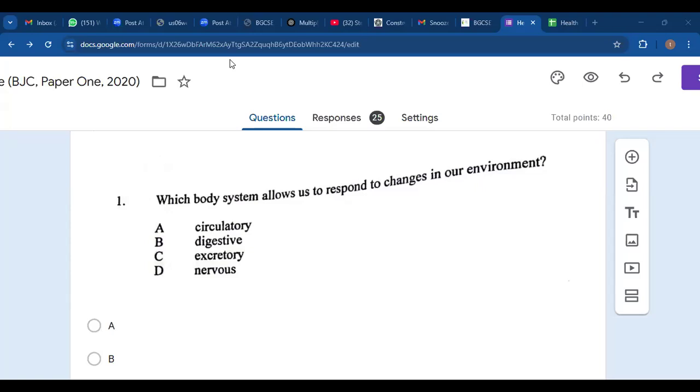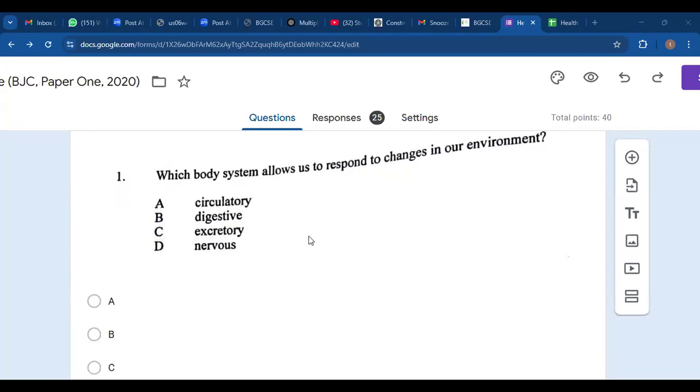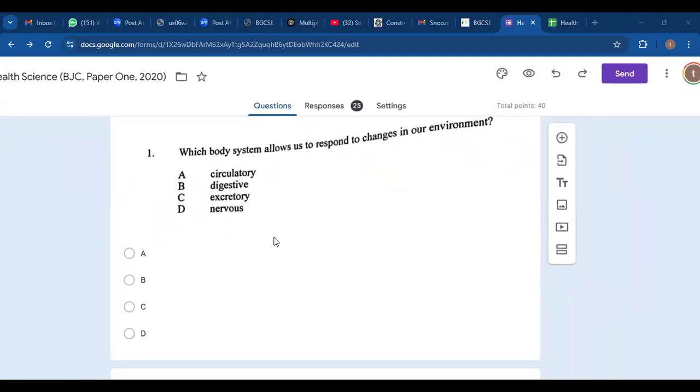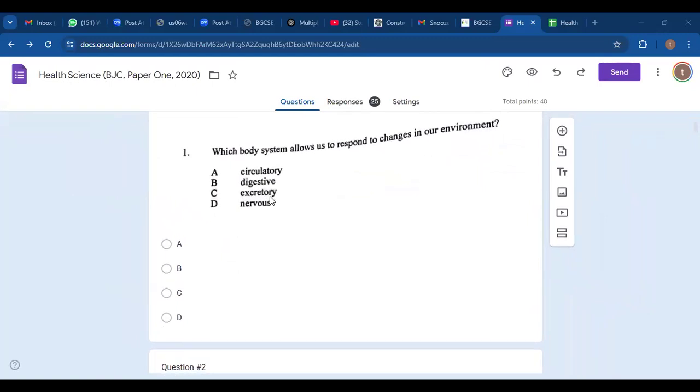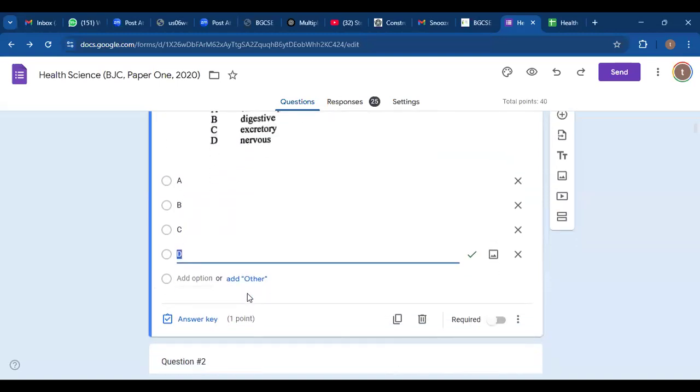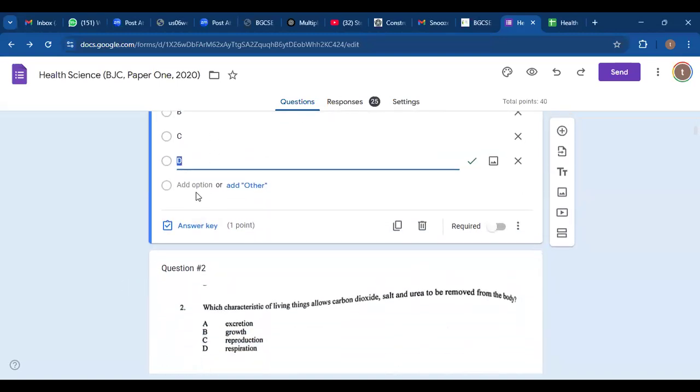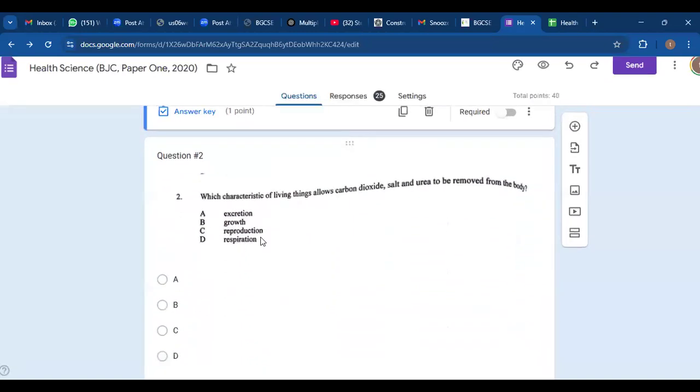All right. Are we ready? Okay, good. Number 1, which body system allows us to respond to change in our environment? Is it the circulatory system, digestive system, excretory system, or nervous system? What y'all think it is? Nervous system. It's definitely the nervous system. Yeah, D. So nervous system for that one. Y'all got nervous system for that, right? Yes, sir. Good.